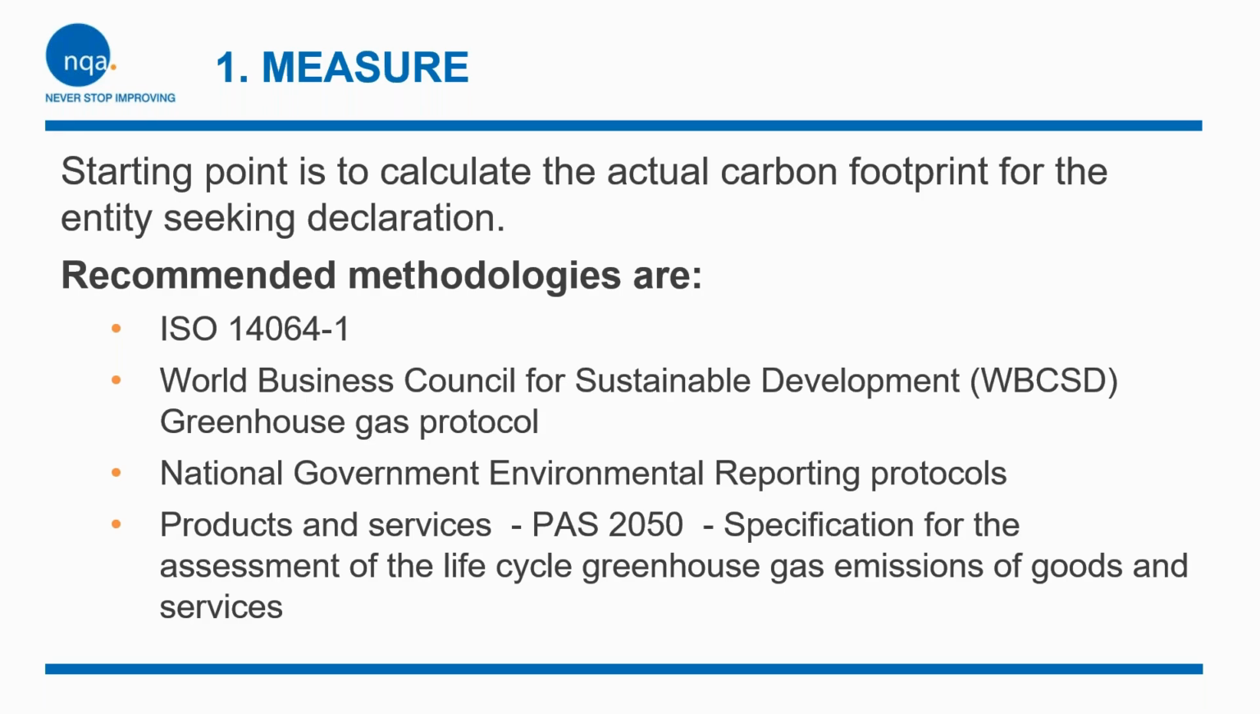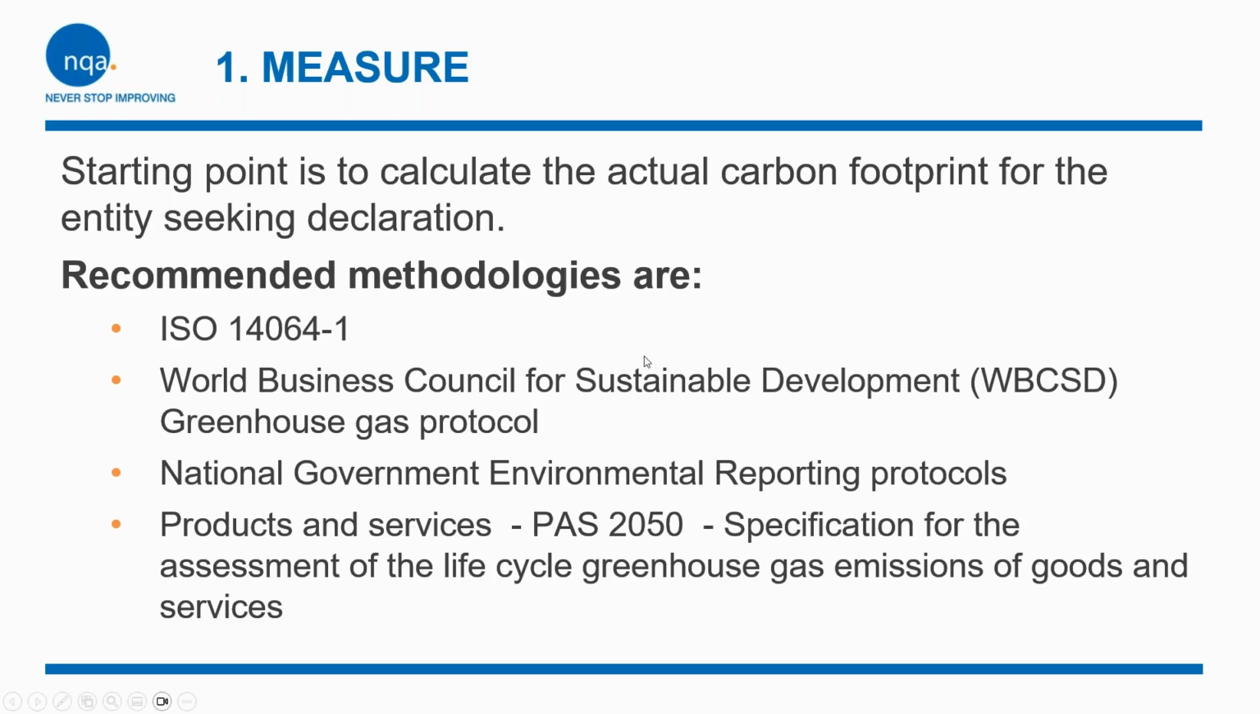There's other ways that can be used. There's the World Business Council for Sustainable Development. They have a greenhouse gas protocol. The UK government have an environmental reporting protocol. Businesses within the UK above a certain size have to follow what's called SECR. That's an element of carbon reporting in the company's annual statements. So that's another way. And again, people can also use some elements of PAS 2050, which is specification for the life cycle greenhouse gas emissions of goods and services. So there's a lot of different ways of actually achieving this.